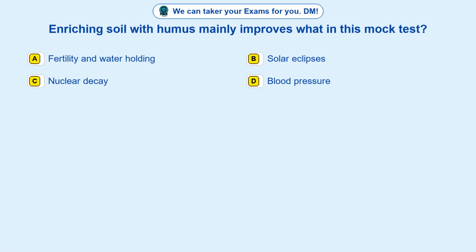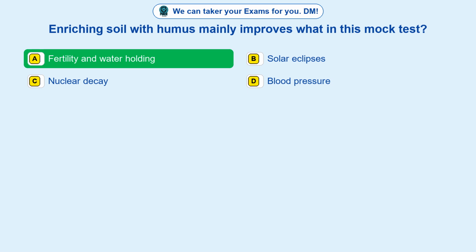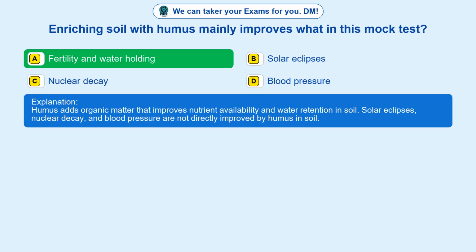Question 96. Enriching soil with humus mainly improves what in this mock test? Option A, fertility and water holding. Option B, solar eclipses. Option C, nuclear decay. Option D, blood pressure. The correct answer is option A. Fertility and water holding. Humus adds organic matter that improves nutrient availability and water retention in soil. Solar eclipses, nuclear decay, and blood pressure are not directly improved by humus in soil.